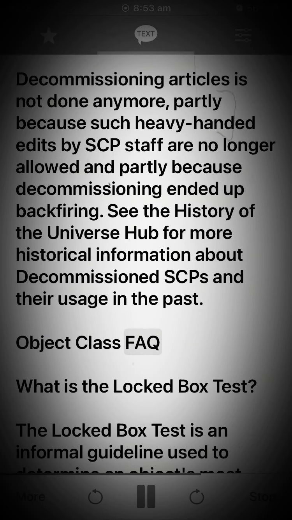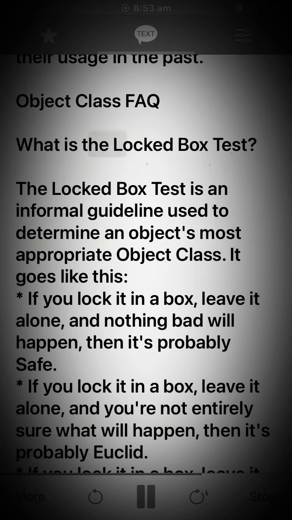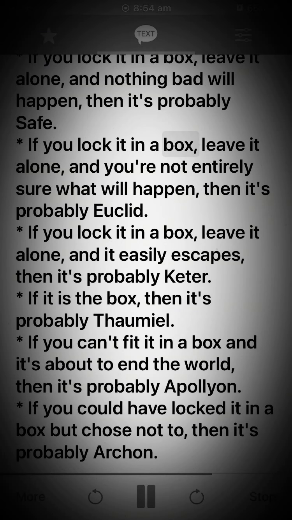Object Class Frequently Asked Questions. What is the locked box test? The locked box test is an informal guideline used to determine an object's most appropriate object class. It goes like this. If you lock it in a box, leave it alone, and nothing bad will happen, then it's probably safe. If you lock it in a box, leave it alone, and you're not entirely sure what will happen, then it's probably Euclid. If you lock it in a box, leave it alone, and it easily escapes, then it's probably Keter.